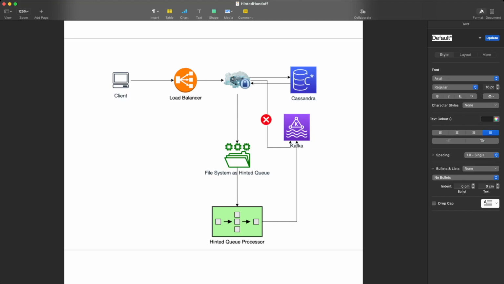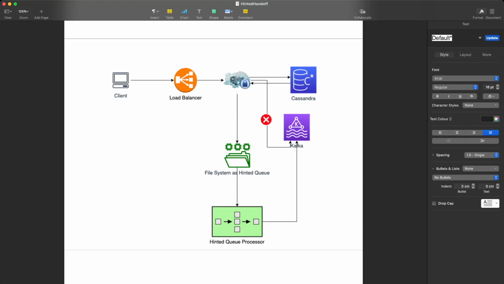This hinted processor will come up, which is a sidecar hosted along with the main application. It will be listening to this hinted handoff, and whenever some write happens here, it will start retrying it while writing to Kafka. Okay.